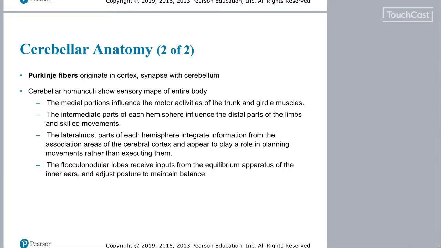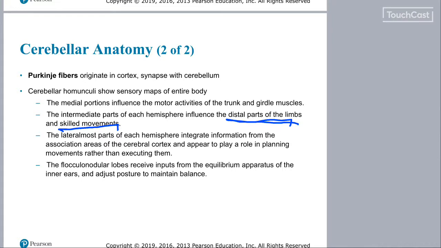The medial portions influence the motor activities of the trunk specifically, and girdle muscles. The intermediate parts influence the distal part of our limbs and skilled movements. So arms and legs, distal part of the limbs, skilled movements. The lateralmost parts of each hemisphere integrate that information from the association areas. So remember, our anterior and our posterior association areas of the cerebral cortex. And they seem to play a role in planning movement, so not necessarily carrying them out, but how we plan them, how we expect things to go.